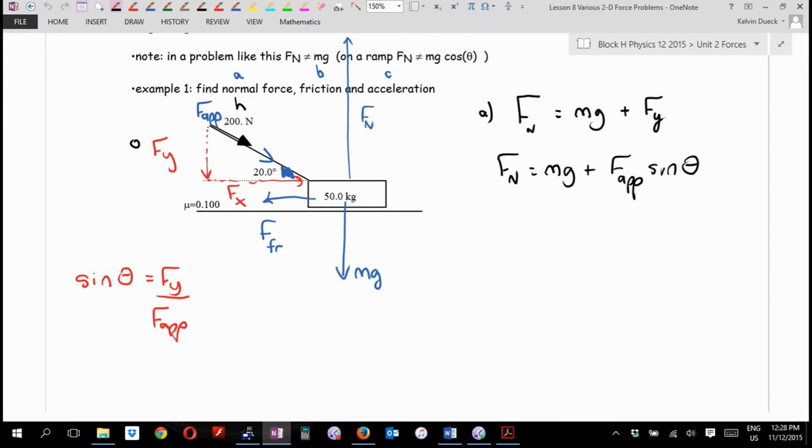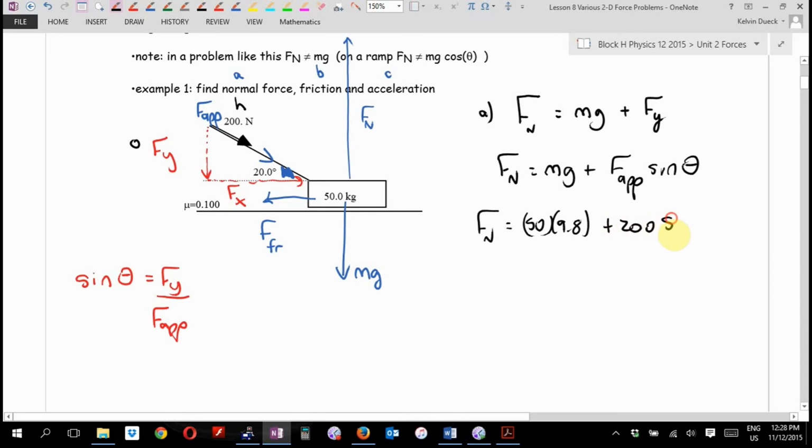Now, if we were lifting up, this would be a different equation. What would the equation be? I think maybe mg minus, but honestly, I'd have to draw the free body diagram and derive it. Why would I memorize extra things when I can just derive it in 1 second with a lovely picture? So we're going to get this. The normal force equals 50 times 9.8 plus 200 sine 20.